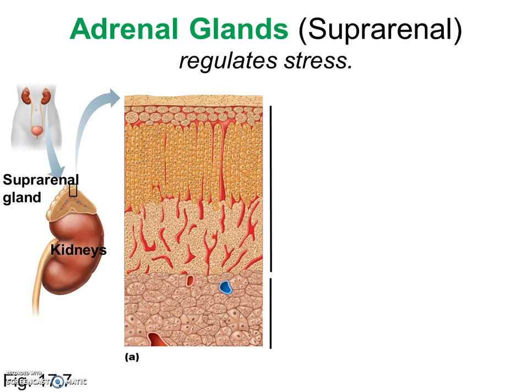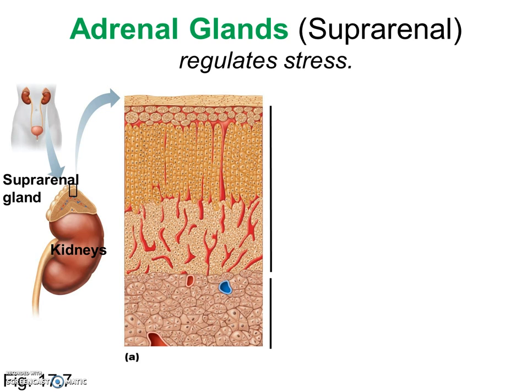The next gland we will cover is the adrenal glands. They're also called the suprarenal glands because they're located above the kidneys. So here are the kidneys. When you hear the word renal, that refers to kidneys, and then supra means above. The important thing about the adrenal glands is they help regulate your stress.